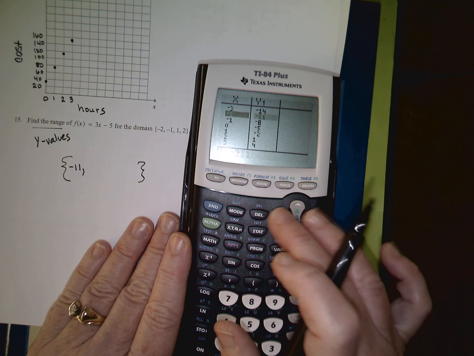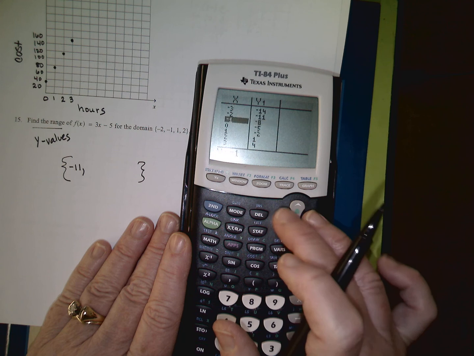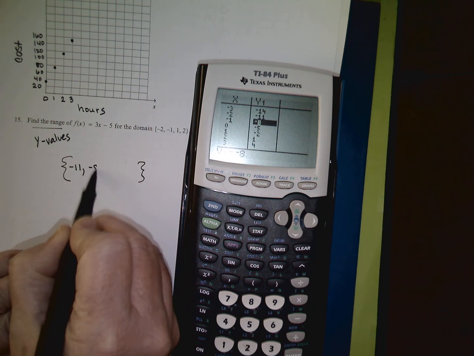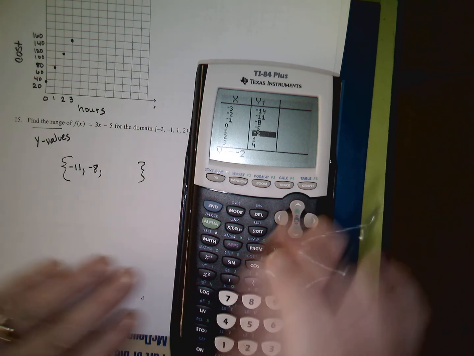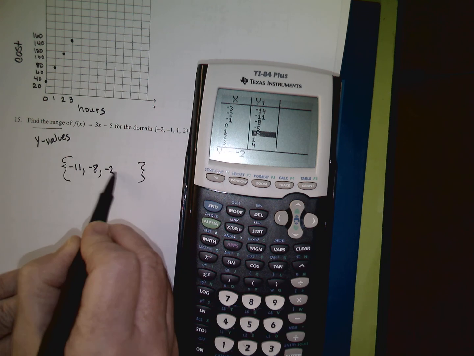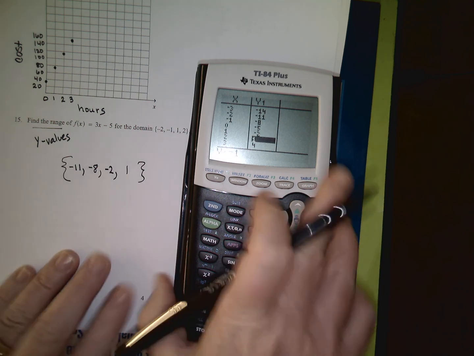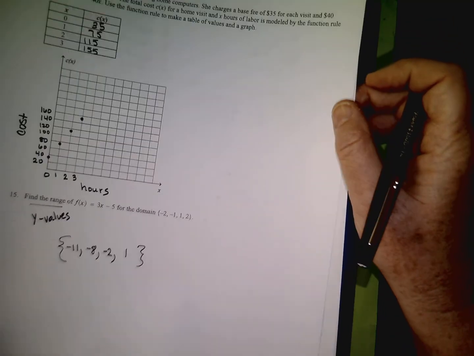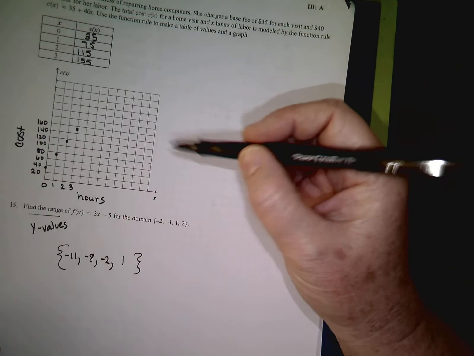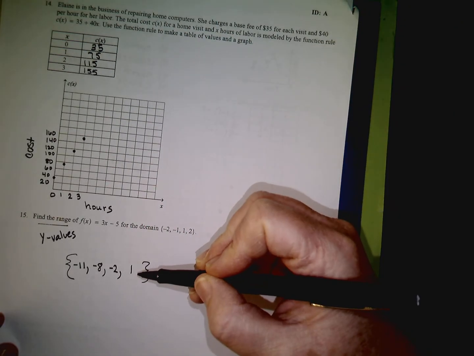You with me? The next one's negative 1. What's its y value? And then 1. What's its y value? And then 2. What's its y value? 1. Okay, so we have found the range. Question? Which one are you asking me about? This one right here? Okay, you got it?